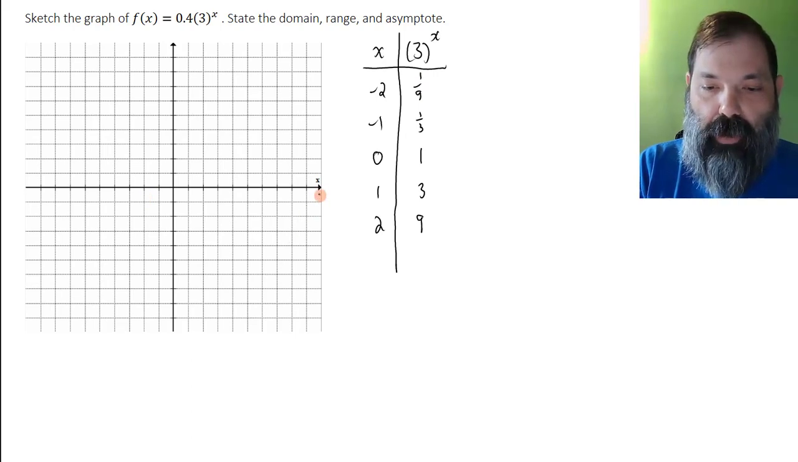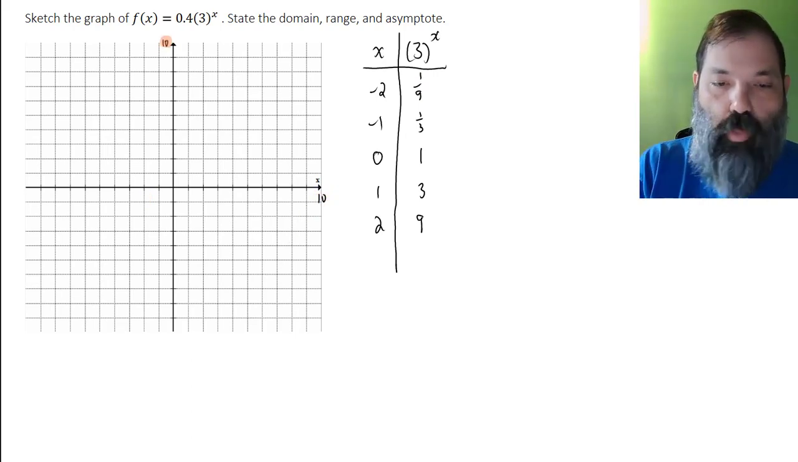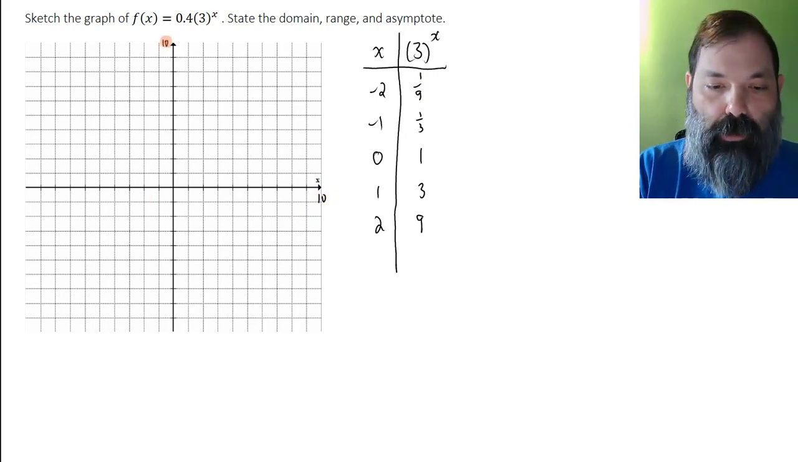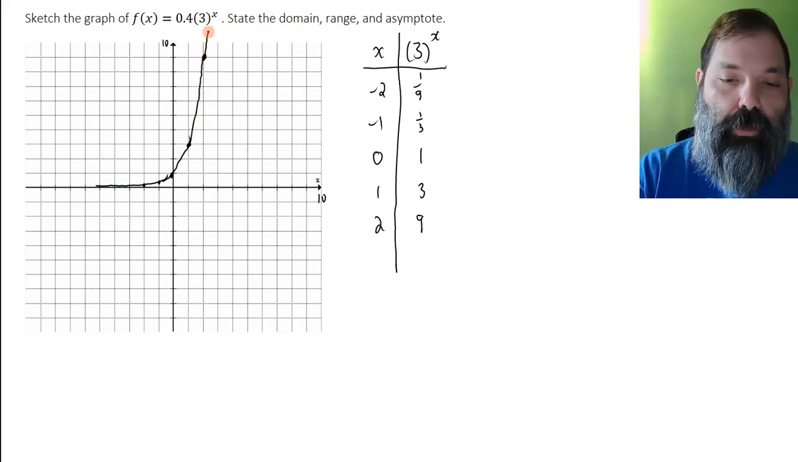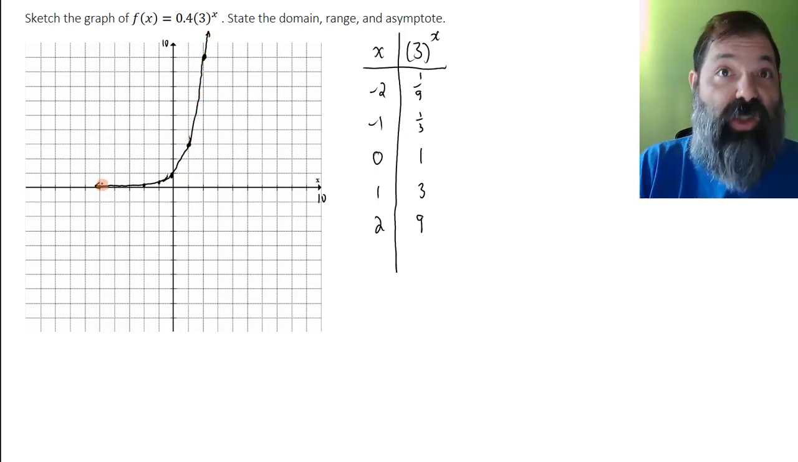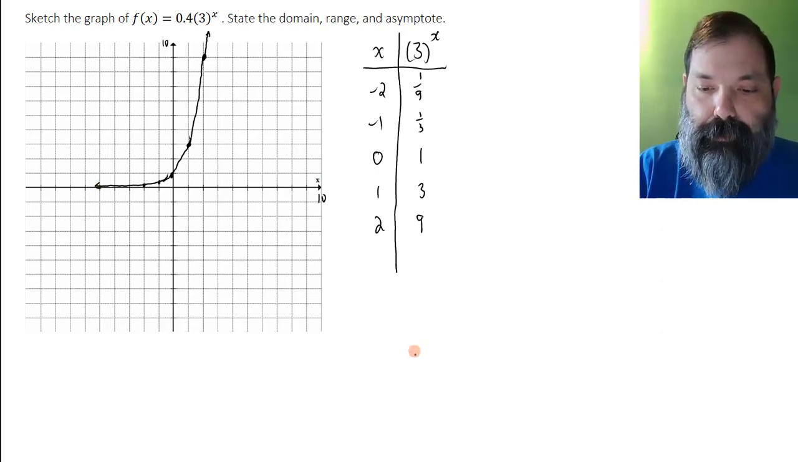And plotting those points, let's just use a scale of 1s on the axes. So I've got -2, 1/9, -1, 1/3, 0, 1, 1, 3, and 2, 9. And so then drawing that curve, we see we have an increasing exponential function, as expected since the base is greater than 1.